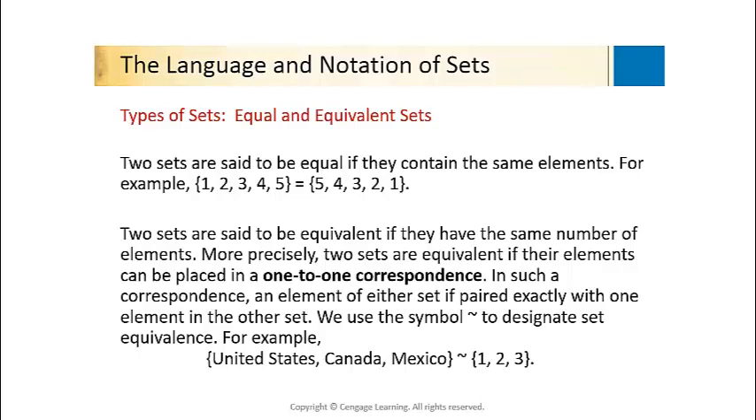I spoke a little bit about equivalent sets. Down here at the bottom, these last two sets each have 3 elements in them. They are called equivalent sets just because there's a one-to-one correspondence, and you use that little curly Q symbol to designate that. If they're equal, it means they're exactly equal. It doesn't matter what order everything is in, just as long as they contain exactly the same number of elements and those elements are the same.